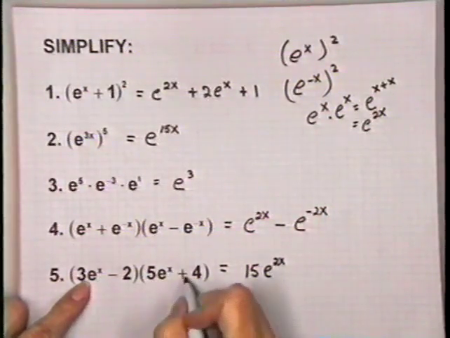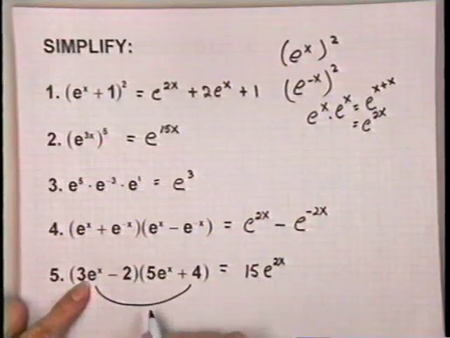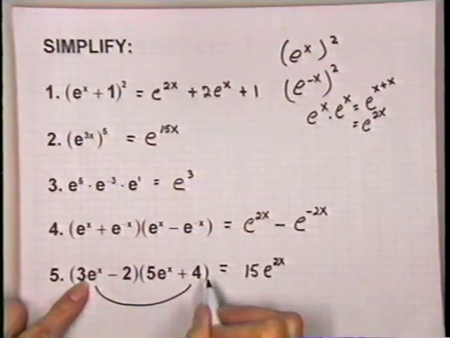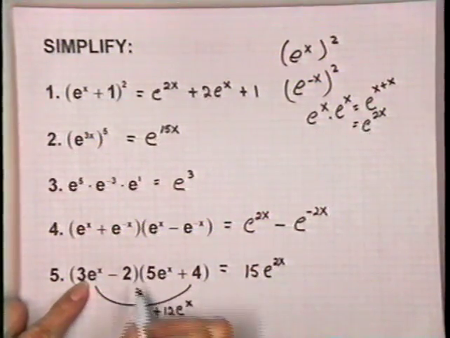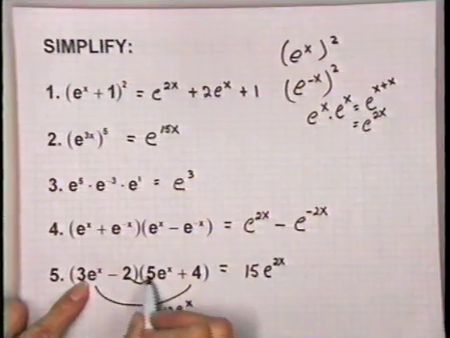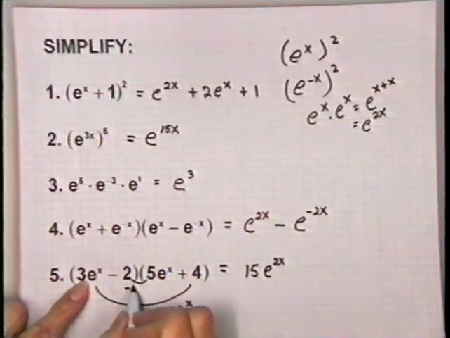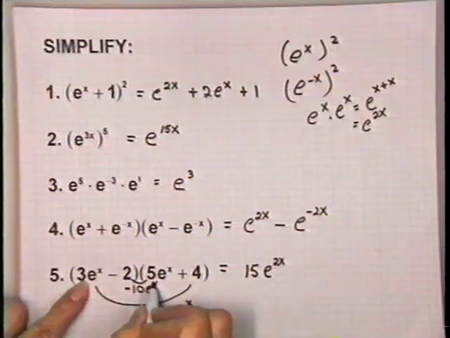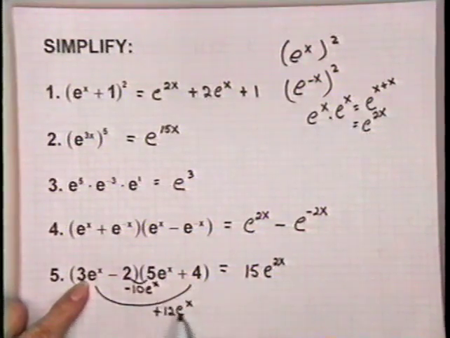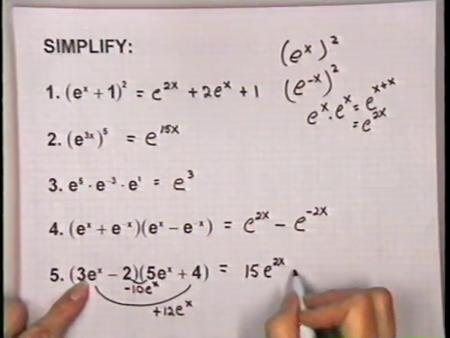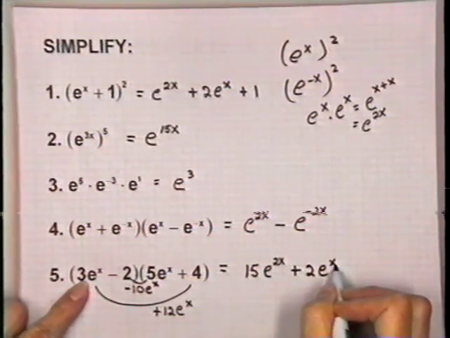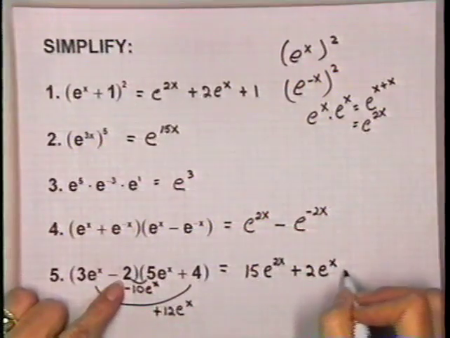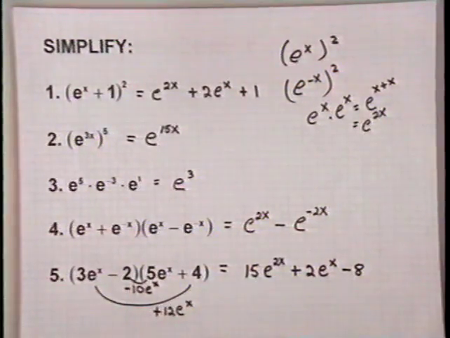Okay, my outside product, I'm just going to do it down here to save a little space. I have 3 e to the x times 4, which is going to be a positive 12 e to the x. And my inside product, negative 2 times 5 e to the x, is a negative 10 e to the x. Since these are like terms, I can add them, and I'll have a positive 2 e to the x. And then finally, multiplying our last two terms, we get negative 8.